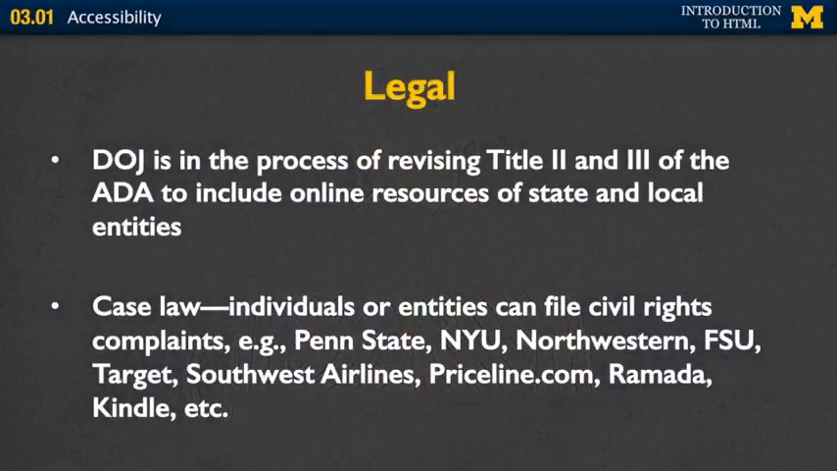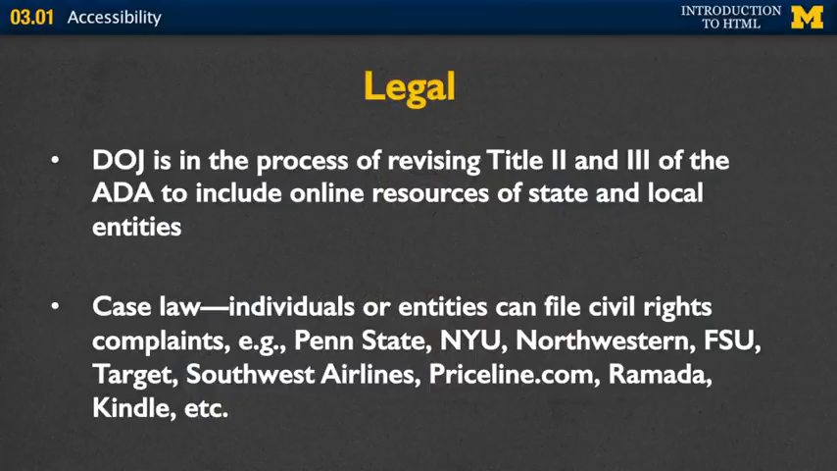The Department of Justice is in the process of updating the Americans with Disabilities Act to include online resources of state and local entities. What this means is that universities, state governments, local governments, all need to make sure that the information they have online is accessible to everyone. There are many instances of case law where individuals or groups have filed civil complaints against universities, companies, because they feel that their products are not accessible to people in a way that it should be.